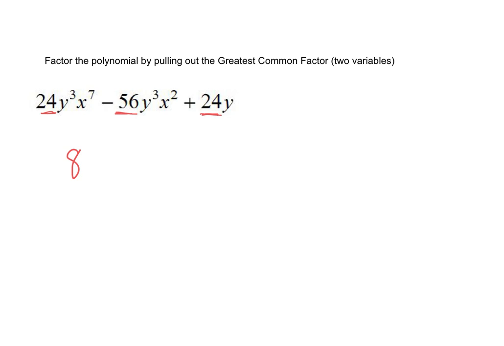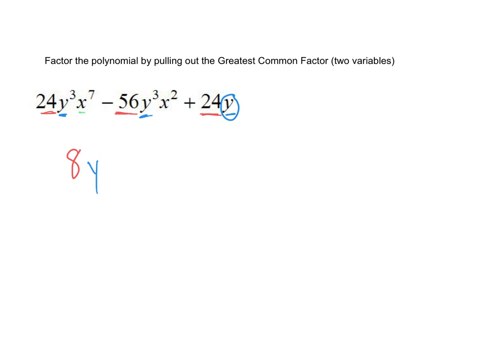And then I want to look at my variables. So I see that I have y in all of them. So I want to see the highest possible y I can take out. Because there's only one y in this one, that is the highest I can take out from all other terms because I don't have enough y's on the last term. So I'm going to take out one y because that is the only thing that's common.